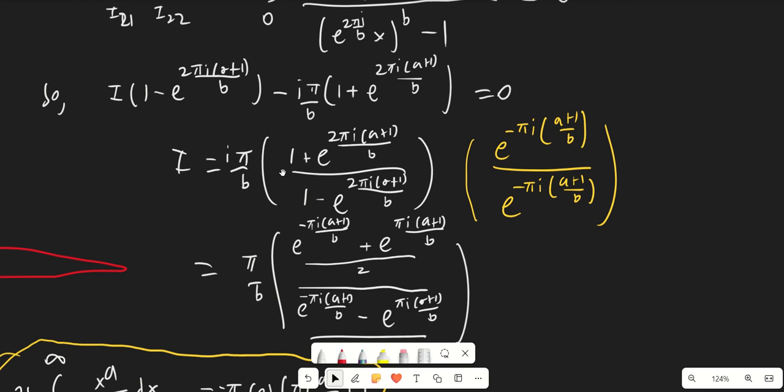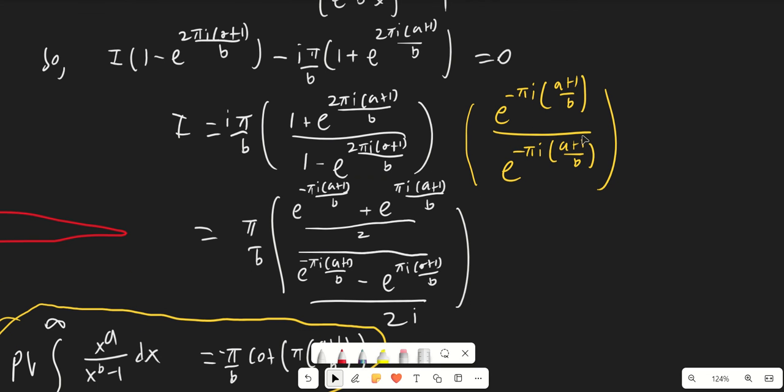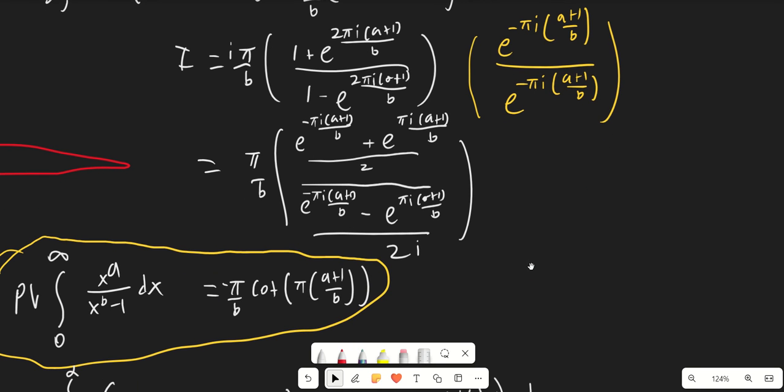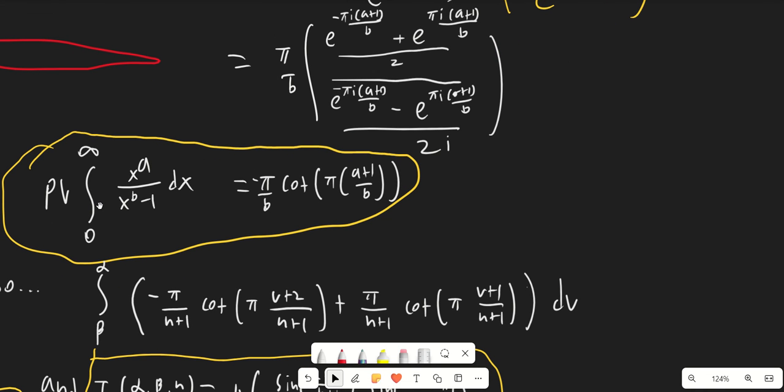So once we simplify this, we have i pi over b times 1 plus e to the 2 pi i a plus 1 minus that. Then we multiply by e to the negative pi i times a plus 1 over b on the top and bottom. This ends up becoming cosine and sine, and we get that the principal value of the integral from 0 to infinity of x to the a over x to the b minus 1 dx equals negative pi over b times cotangent of pi times a plus 1 over b. Now notice if we replace this minus 1 with a plus 1, we would get almost the exact same formula, and this cotangent would just be a cosecant, and we would drop this negative sign. So that's a pretty good sign that we did something correctly.